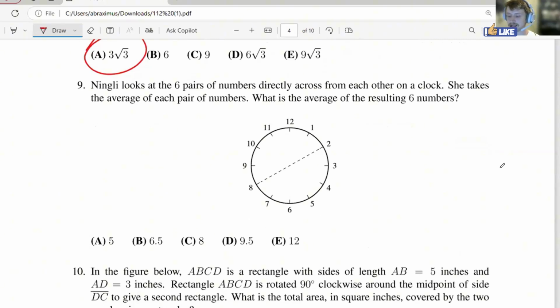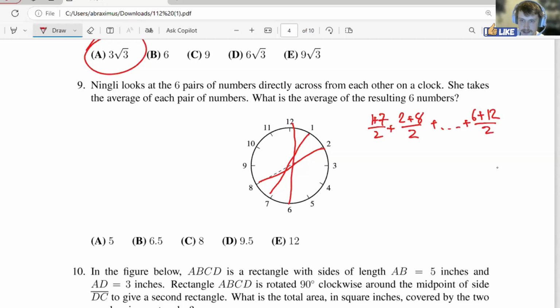I am going to maybe not do this the brute force way and use a little bit more algebra than you might need, but it'll be because we're going to see some cool tricks. So I'm just going to write this out. We're adding up 1 plus 7 over 2. That's the average of that. 2 plus 8 over 2. All right, and then all the way down to 6 plus 12 over 2. And then we're taking the average of all 6 of these.